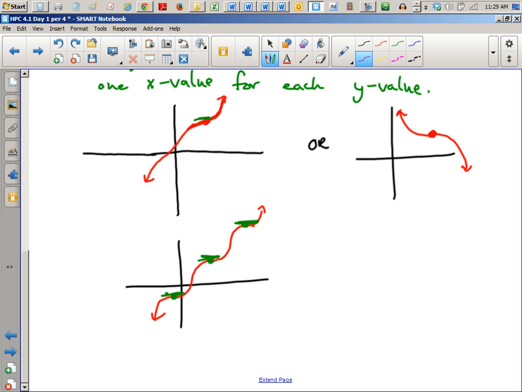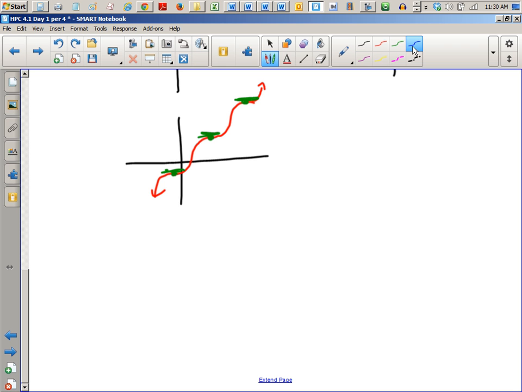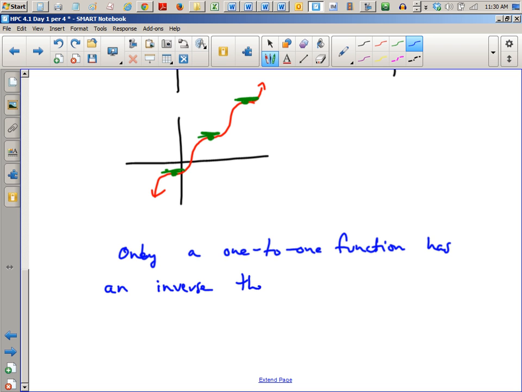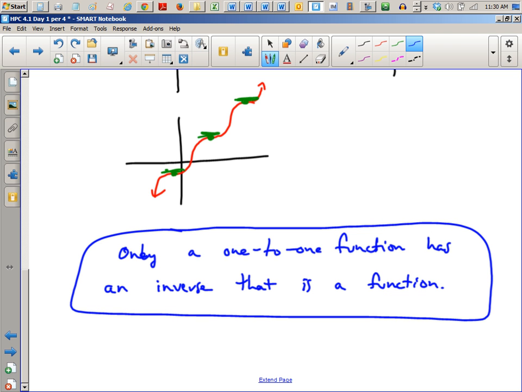So what's so special about these kinds of functions that are always climbing or always falling, except for some horizontal tangents? What's interesting about these ones is they have inverse functions. The other ones do not. Okay? All right, so let's write one more sentence and then we'll move on. Only a one-to-one function has an inverse that is a function. This is a very important fact. Only a one-to-one function has an inverse that is a function.